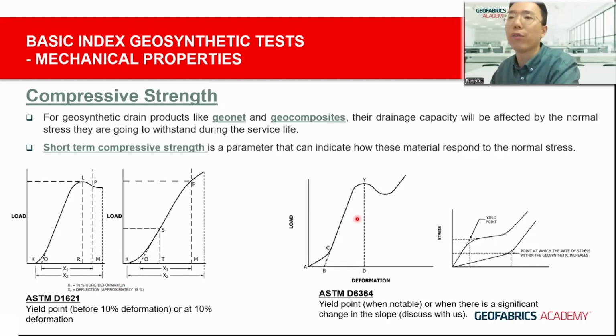And generally, we have two different methods to investigate such behaviors, including the D1621 and the D6364. Notably, the two methods here are different from each other, including the specimen size, the way of interpreting the testing curves, as well as picking up the yield point here. But I do want to spend an extra minute to discuss the ASTM testing method D6364 here.